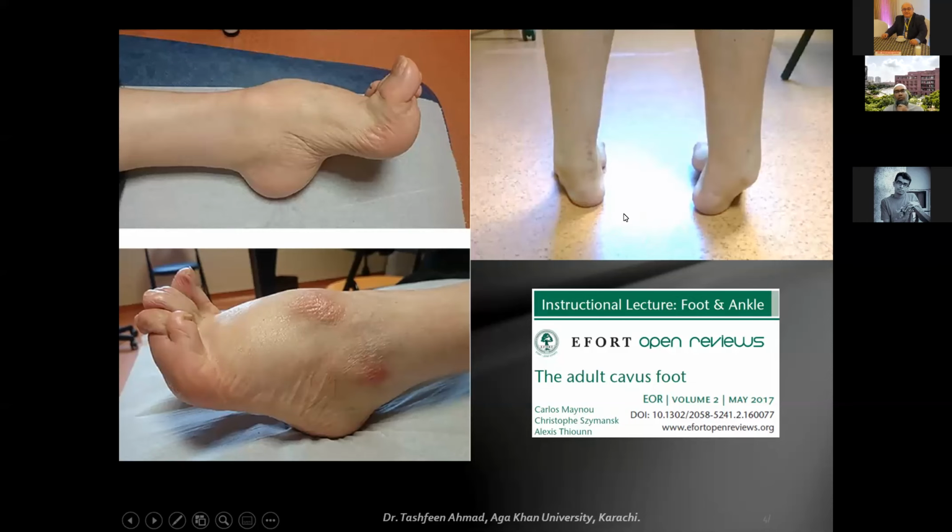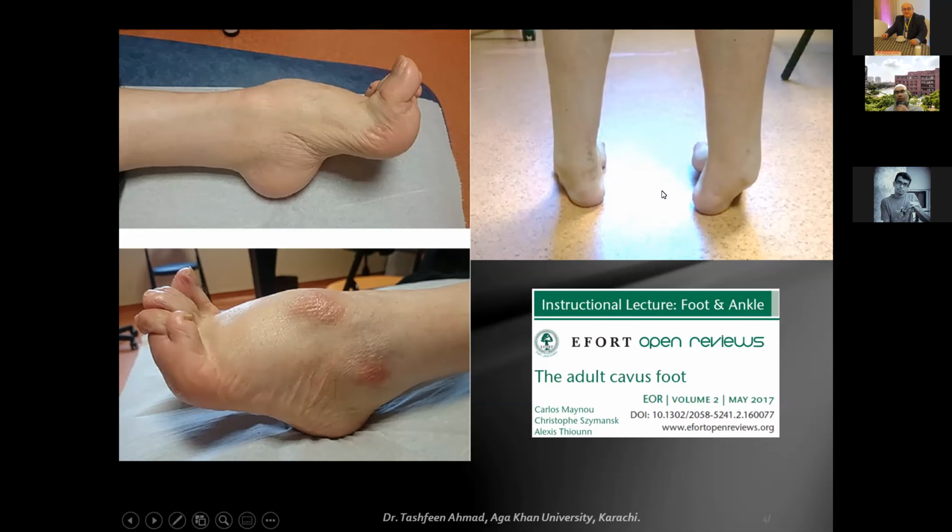When we look at the patient standing from behind, the deformity becomes even more clear. Here we see the hind foot in a varus position on both sides, more severe on the right side. Typically, the hind foot is supposed to be about 10 degrees of valgus, but in these cases, the hind foot ends up being in a varus position. So these are the things that the patients present with.